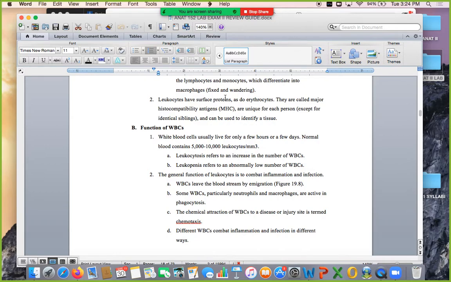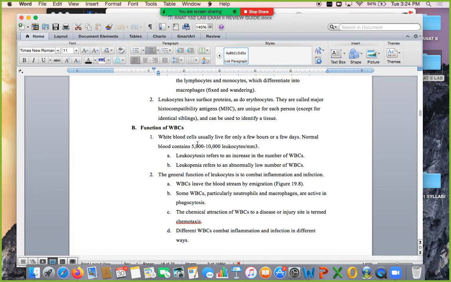Most leukocytes have surface proteins called major histocompatibility antigens, or MHC complexes. They're unique for each individual and can be used to identify the tissue. So it doesn't just say the tissue type, it says that it came from a particular individual. And again, this plays into why someone who gets an organ transplant might need immunorejection drugs for the rest of their lives, because that organ is going to have different histocompatibility antigens, which means that it might be detected as non-self by the immune system.